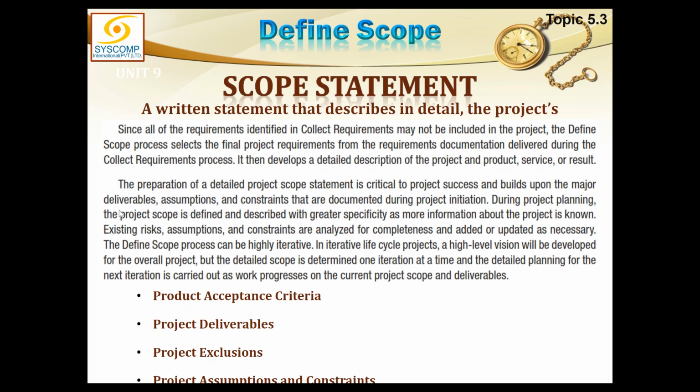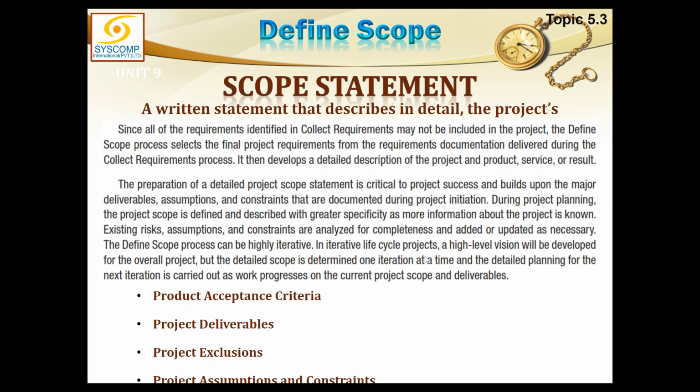During project planning, the project scope is defined and described with greater specificity as more information about the project is known. This is the progressive elaboration. So we will keep adding to it through proper change control. Existing risks, assumptions and constraints are analyzed for completeness and added or updated as necessary. The define scope process can be highly iterative because changes are continuously going to be coming in.